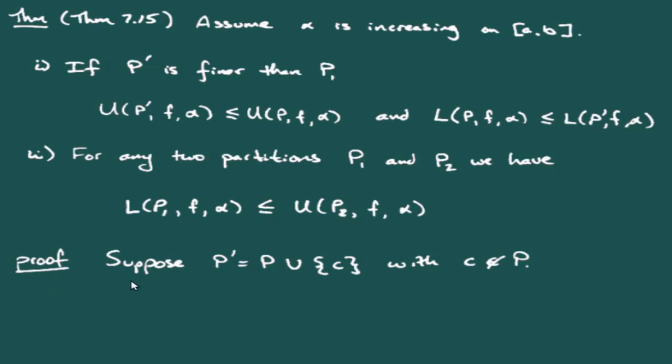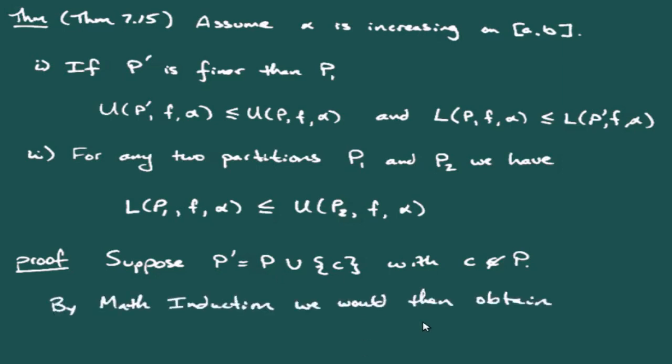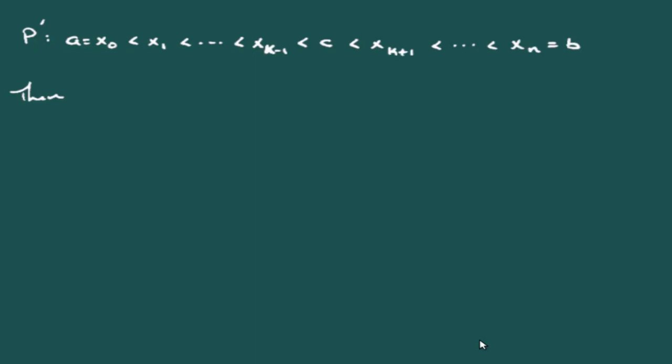Since we're talking about just refinements, let's say that we've got a partition P, and then we're going to add another point c that's not in P. By mathematical induction, because we're only adding a finite number of points, if we can show that it works for one point, it's going to work for any finite number of points. So let's say that our x sub k is going to be our c value. We've got our partition P prime: x0 equals a, x1, all the way up to x sub k minus 1, then c, then x sub k plus 1, all the way up to x sub n.